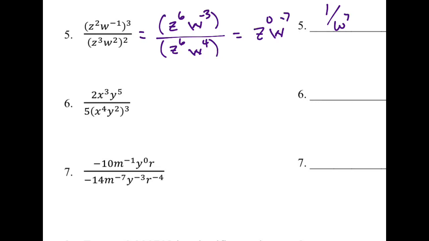All right. Number 6. 2x cubed, y to the 5th on top. We don't do anything with that yet because there is in the denominator a power to a power that we've got to take care of. Now this 5 is outside the parentheses, so nothing happens to it. X to the 4 times 3 is going to be 12th power. Y to the 2 times 3 is going to be the 6th power.